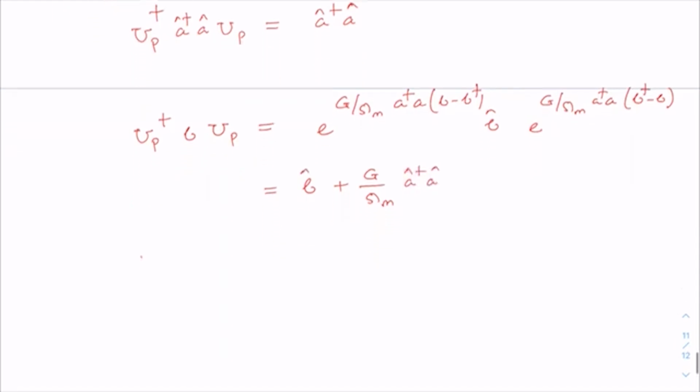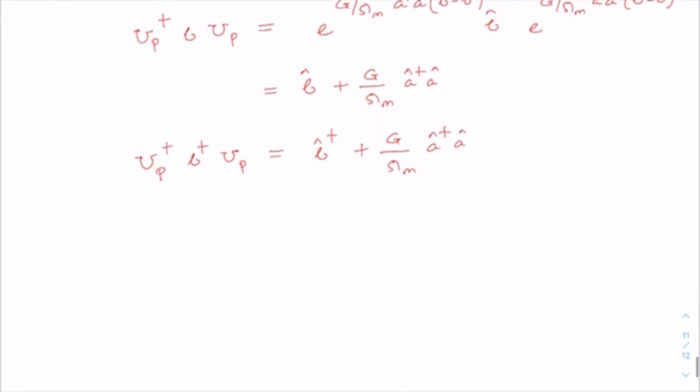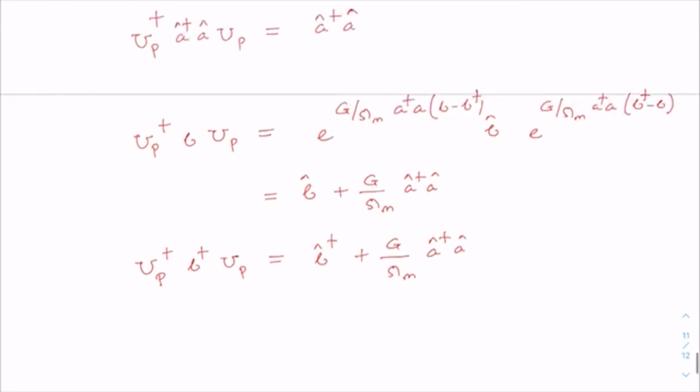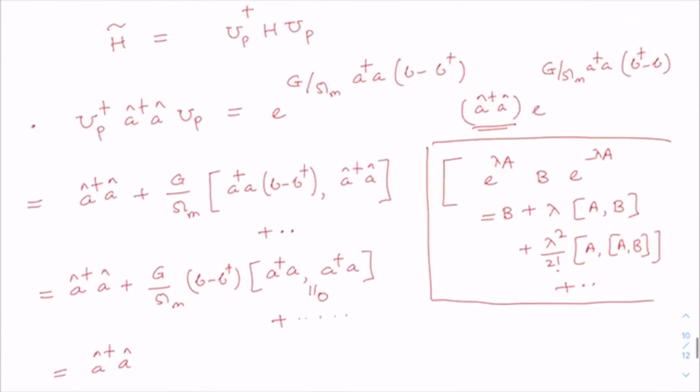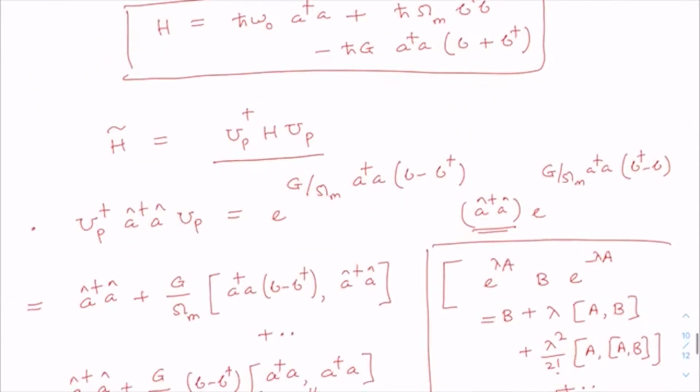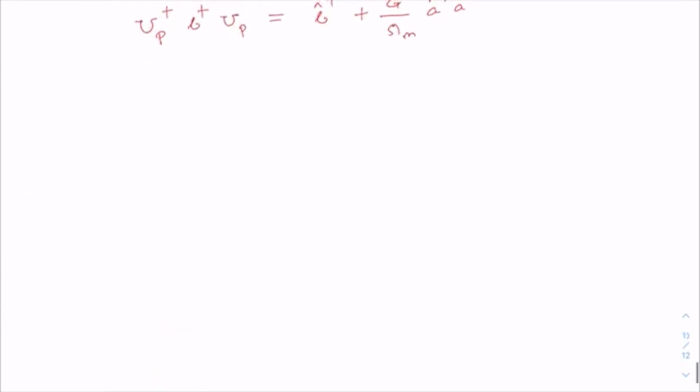Okay, and also you can get u dagger b dagger u, and this will give you b dagger plus z by omega m, a dagger a. Now putting all these results in the Hamiltonian here, okay, we'll get our transformed Hamiltonian as this.